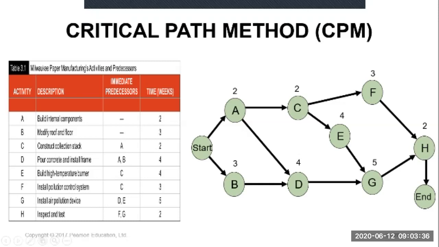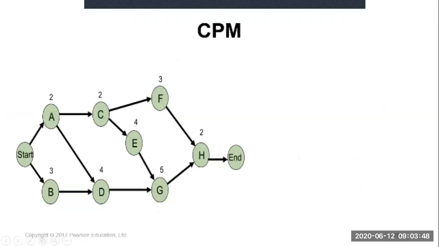So this is the complete network diagram. You have a start, and we show the starting activity and the ending activity. This is the previous diagram with start and end, and H is the end activity. Now we would like to identify the longest path for this project.